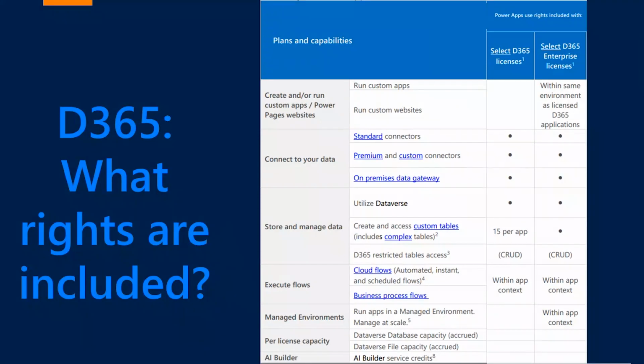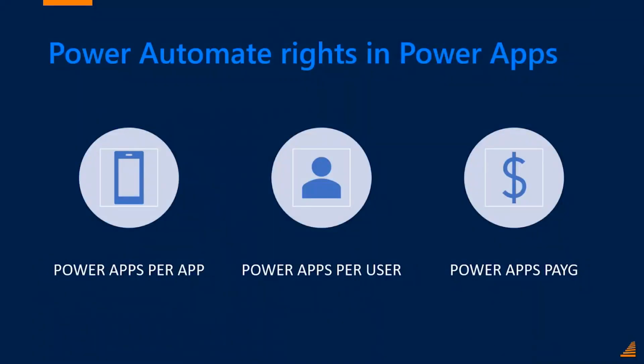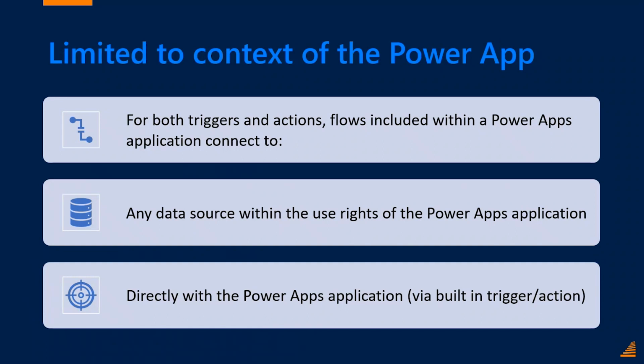So when we talk about within context, it tends to be mainly with Power Automate, and you get Power Automate rights within Power Apps per user, and within the pay-as-you-go option as well. So within the context, there's a trigger for the flow, an action for the flow. They have to be within the context, so they connect to a data source within the app, or they connect directly to the app. And I'm aware, if any of you are new to this world, this is relatively complicated.